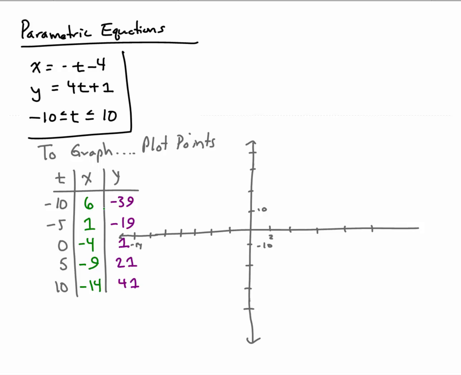So one is 6, negative 39, so 2, 4, 6, and then negative 39 would be almost down here to the negative 40. So there's 6, negative 39. Okay, and now I need 1 and negative 19. So here's 1, here's negative 20, so negative 19 would be right about there. So that's 1, negative 19.